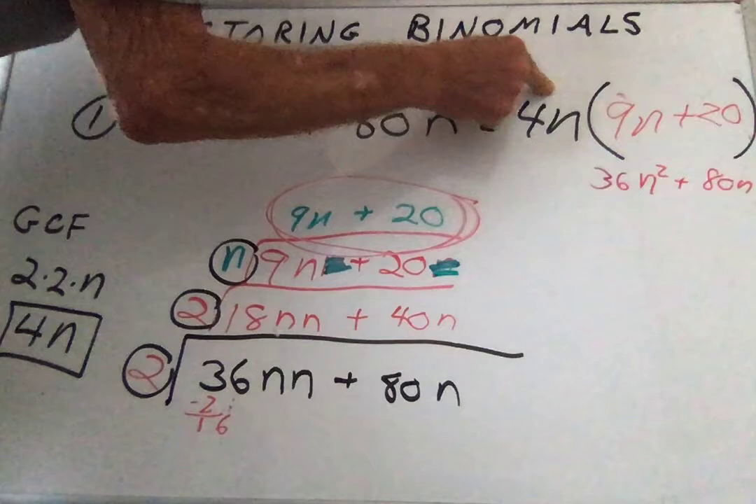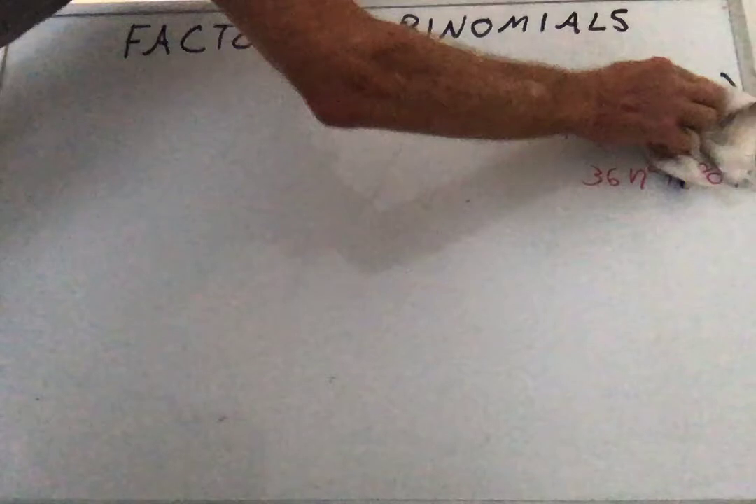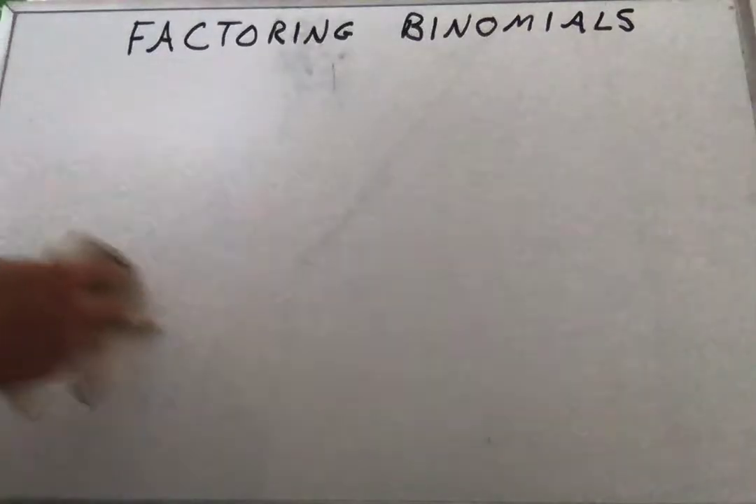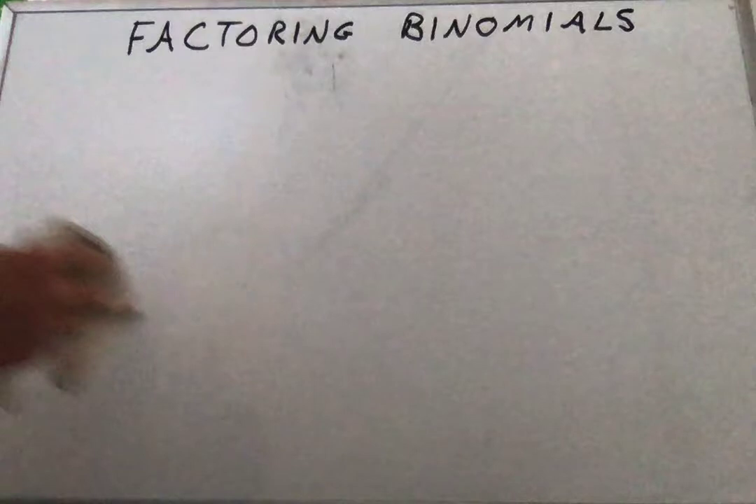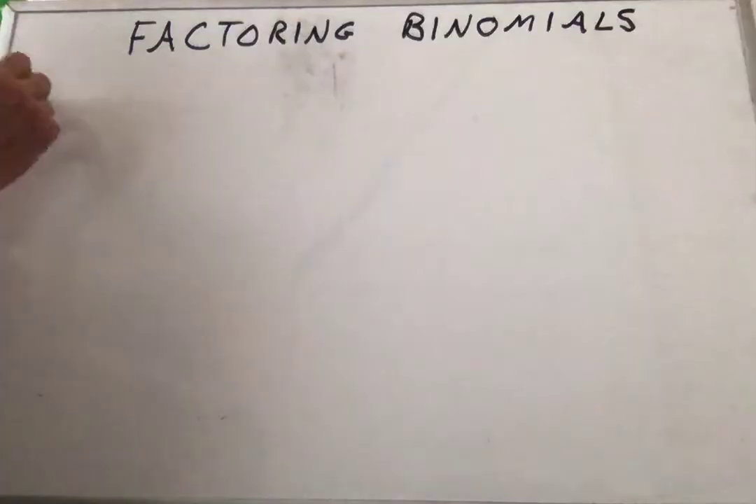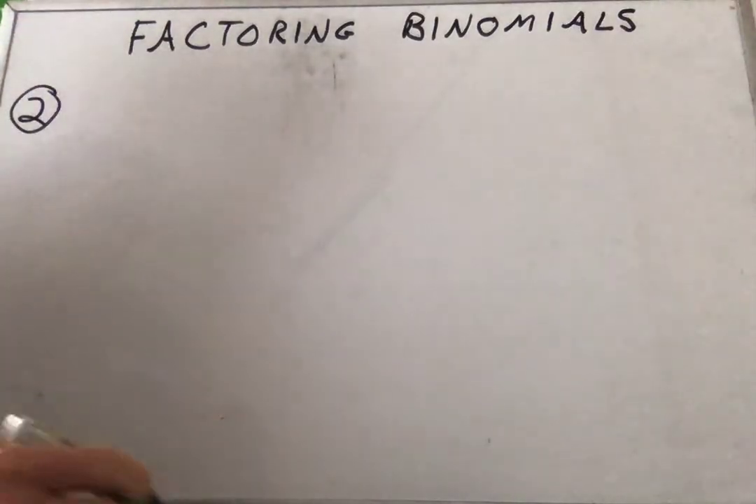Okay, you guys ready for this? Example number 2. Okay, let's go. 60x cubed minus 48x squared. And we're going to factor completely. Okay, again, we're going to rewrite it. We want to have it completely factored, not be able to go down any further. So let's start.